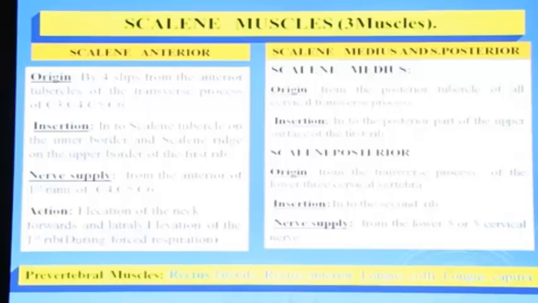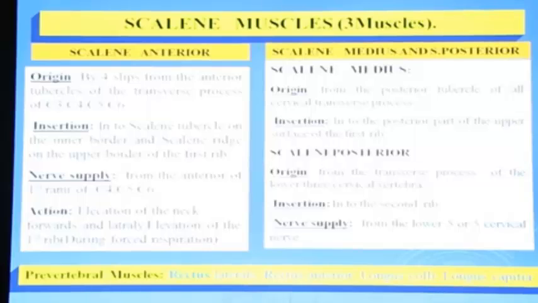Scalenus medius originates from the posterior tubercle of all cervical transverse processes, while scalenus anterior is from C3, C4, C5, and C6. Insertion is to the posterior part of the upper surface of the first rib. Scalenus posterior originates from the transverse processes of the lower 3 cervical vertebrae and is inserted to the second rib, with nerve supply from the lower 5 or 6 cervical nerves.